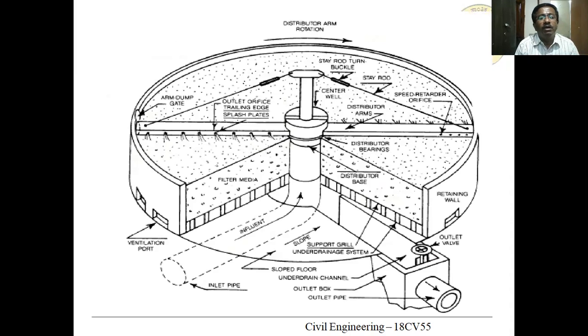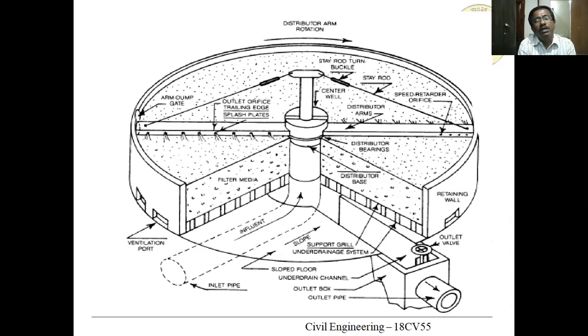Okay, this is the typical cross section of a trickling filter. In that, mainly the inlet pipe is there. From there, the influent enters into it. At the outlet of the inlet pipe, there is a distribution arrangement with stay rods. And from the center of this main pipe, there is an outlet orifice.